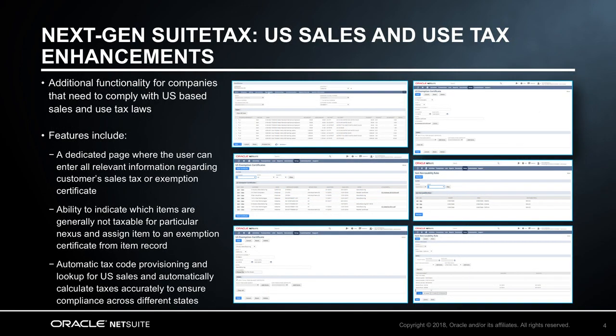SuiteTax has added additional functionality for companies that need to comply with US-based tax laws specifically related to sales and use tax. Features include the ability to enter all relevant information regarding customers' sales tax or exemption certificate on a dedicated page, the ability to indicate which items are generally not taxable for particular nexus, and assign the item to an exemption certificate from the item record, automatic tax code provisioning and lookup for U.S. sales, and to automatically calculate taxes accurately to ensure compliance across different states.